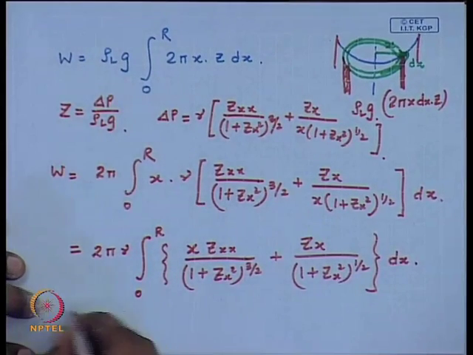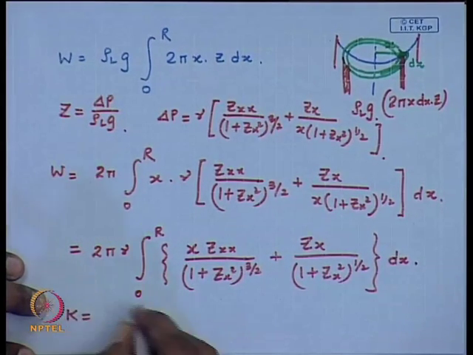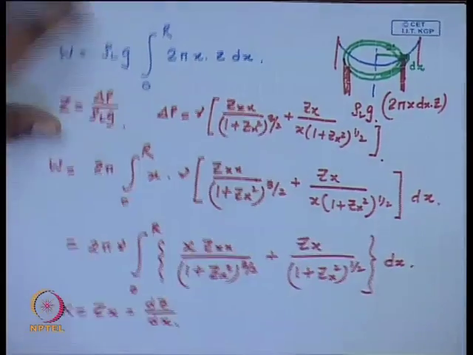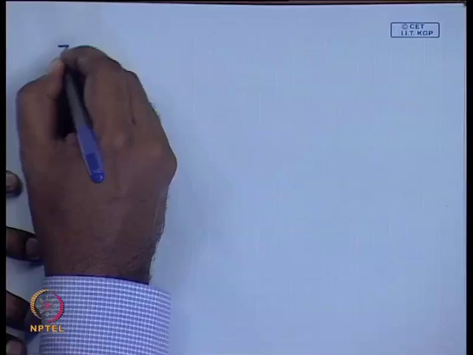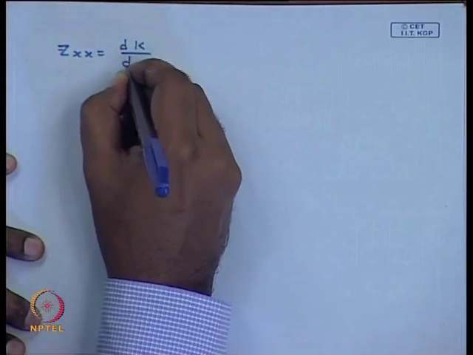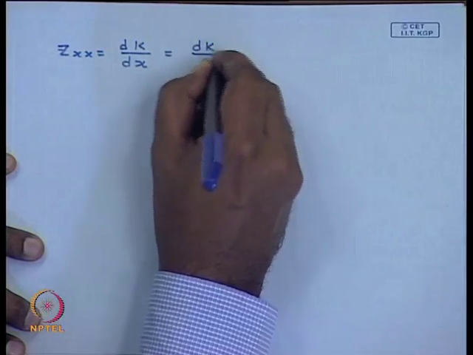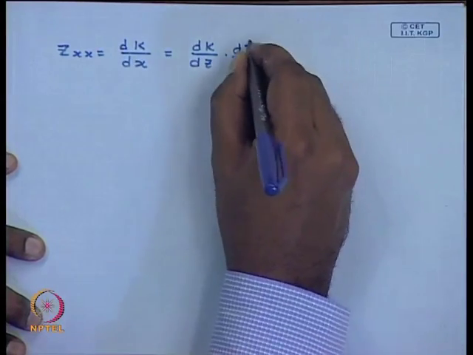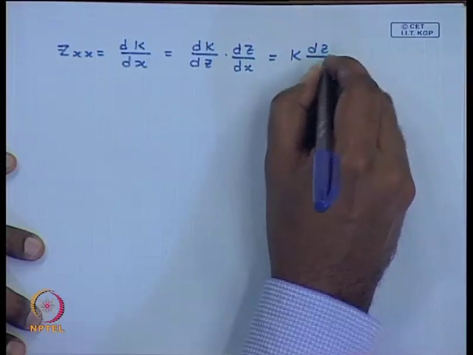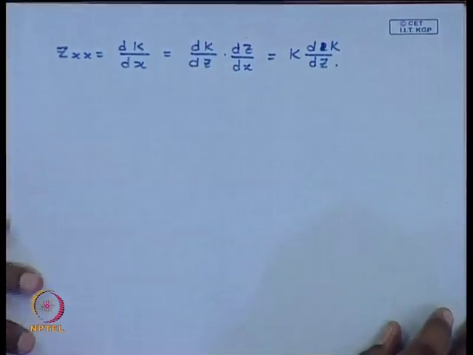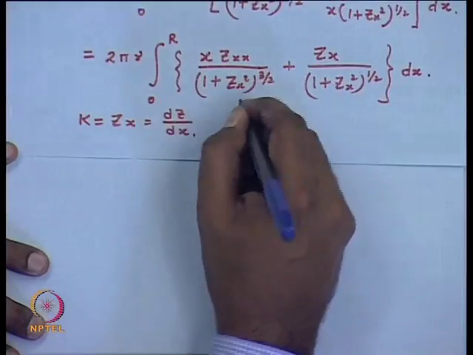Now, let us define a parameter just to simplify things, or to understand better, k to be equal to zx. Just a little bit of writing the things in a simpler fashion. So, what we have, so this is k. So, you can write this to be k. Okay.